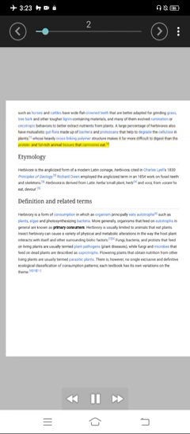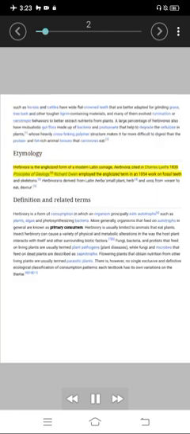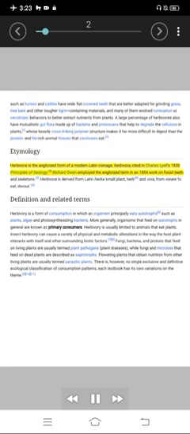Etymology. Herbivore is the anglicized form of a modern Latin coinage, herbivora, cited in Charles Lyell's 1830 Principles of Geology. Richard Owen employed the anglicized term in an 1854 work on fossil teeth and skeletons. Herbivora is derived from Latin herba, small plant, herb, and vora, from vorare, to eat, devour.